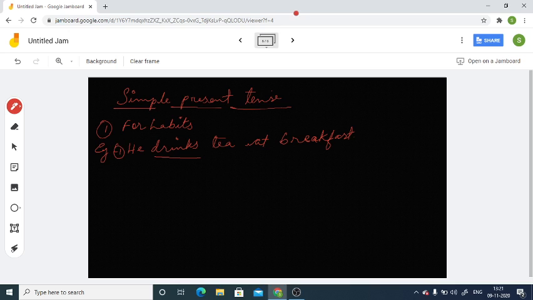Then another example, she only eats fish. This is a regular habit of the subject, that she only eats fish. So here the verb eats shows simple present tense. Then it is also used for repeated action. Simple present tense is also used for repeated action.